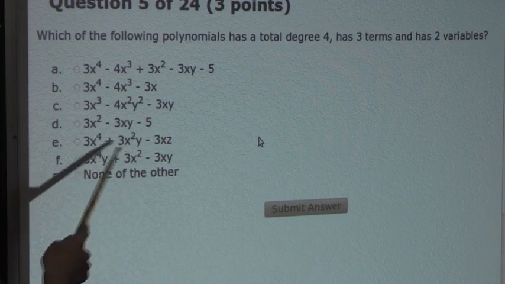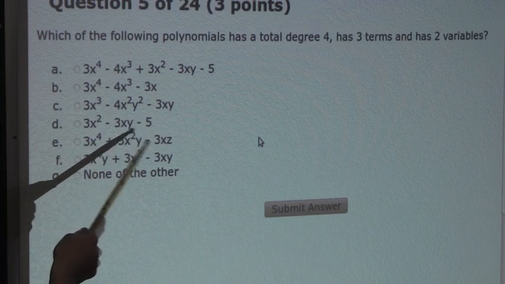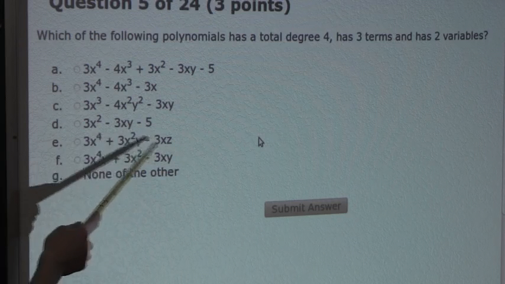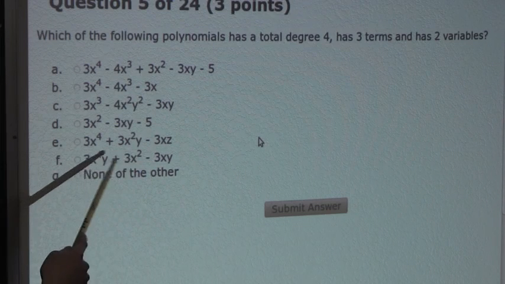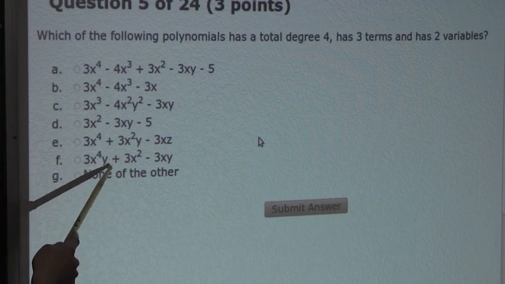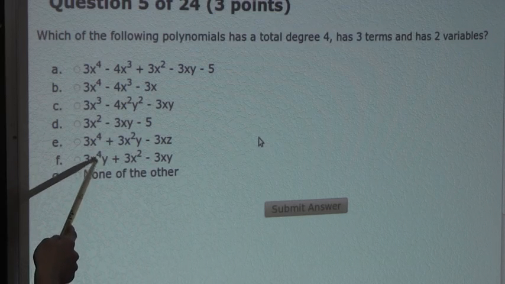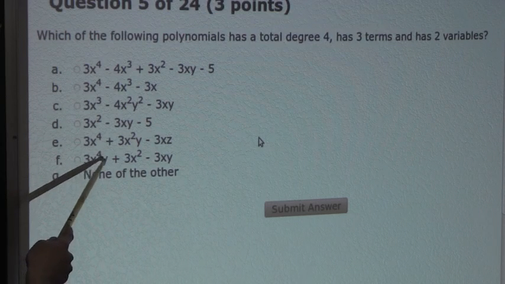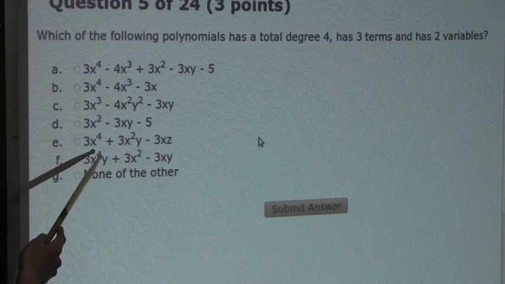E has 3 terms, which is what we need, but it also has 3 variables instead of 2, because it has x, y, and z. So we know it cannot be E. So let's move on to F. We know it has 3 terms, and it also has 2 variables, but for the first term, the total degree is 5 because 4 plus 1. So we know that F does not satisfy the conditions.